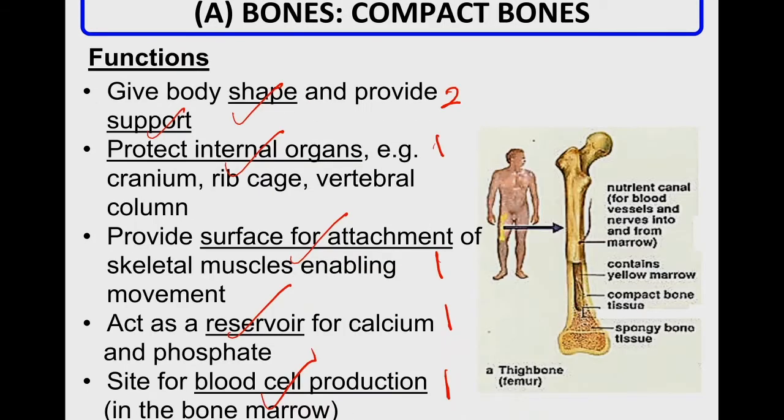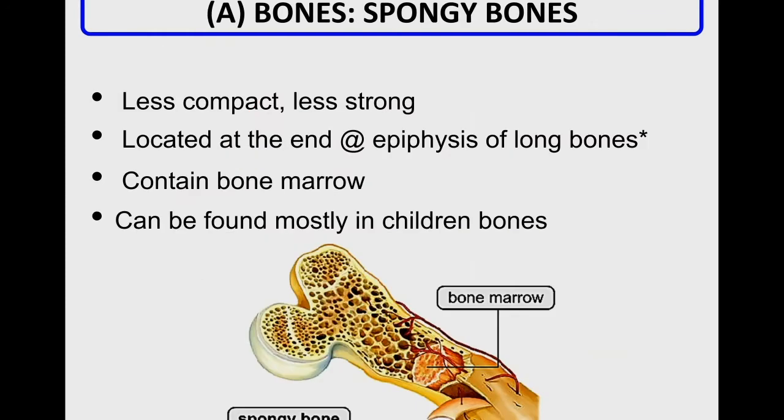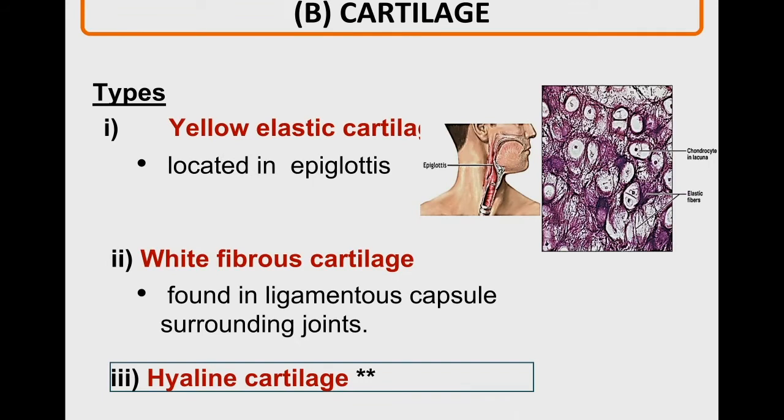Other than compact bones, we also have spongy bones. Spongy bones are less compact and less strong compared to the compact bones. Usually, children have the spongy bones. Spongy bones are less compact. Tengok ni, they have holes inside their bones.